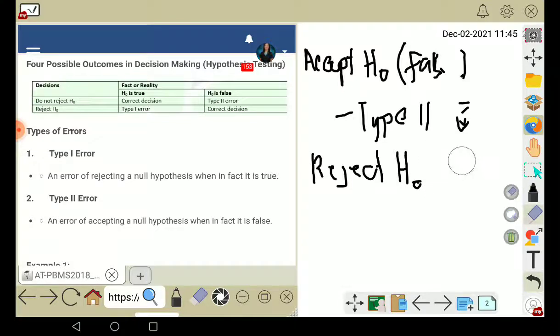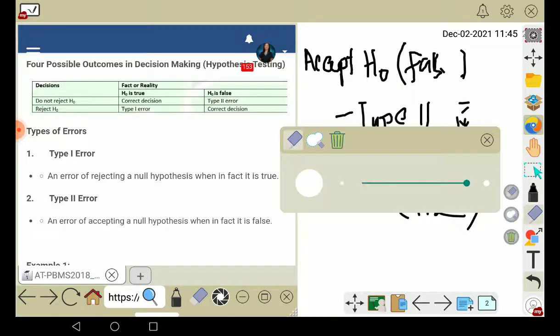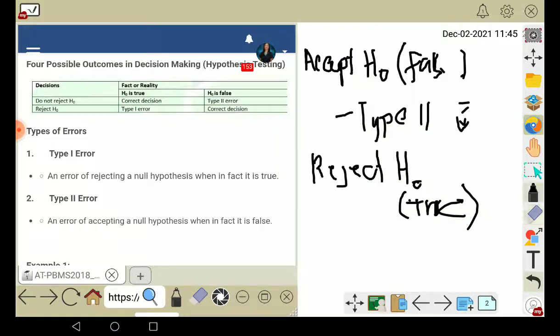Reject H0, which is actually true, and we are committing, oh sorry, we are committing a type 1 error.